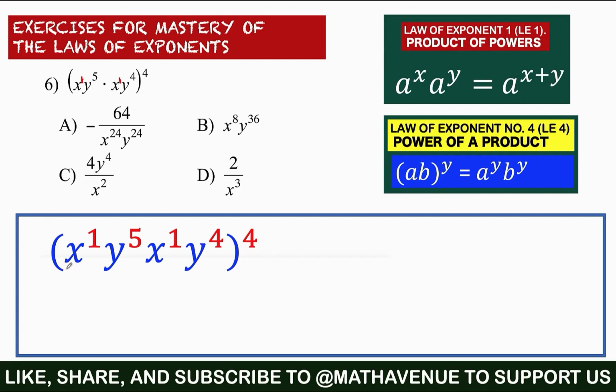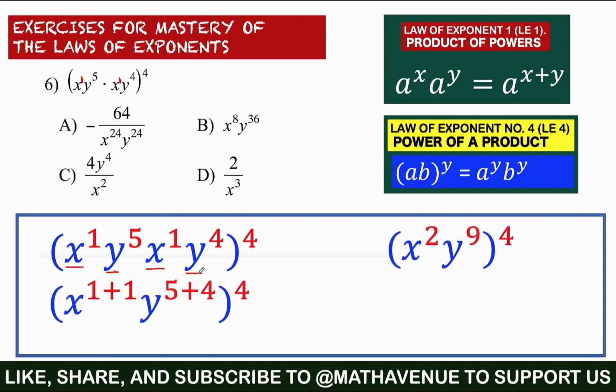Now here, notice that you have a variable x and you have a variable x. You have a variable y and another variable y. So let's apply first law of exponent number 1. And it looks like that. And simplifying, you have x squared, y squared, all raised to the fourth. Now this form is a product raised to an outside exponent, and that is law of exponent number 4. So that means each of the factors should be raised to the fourth, like that. And 2 times 4 is 8, 9 times 4 is 36. That is now our answer, and that is letter B.